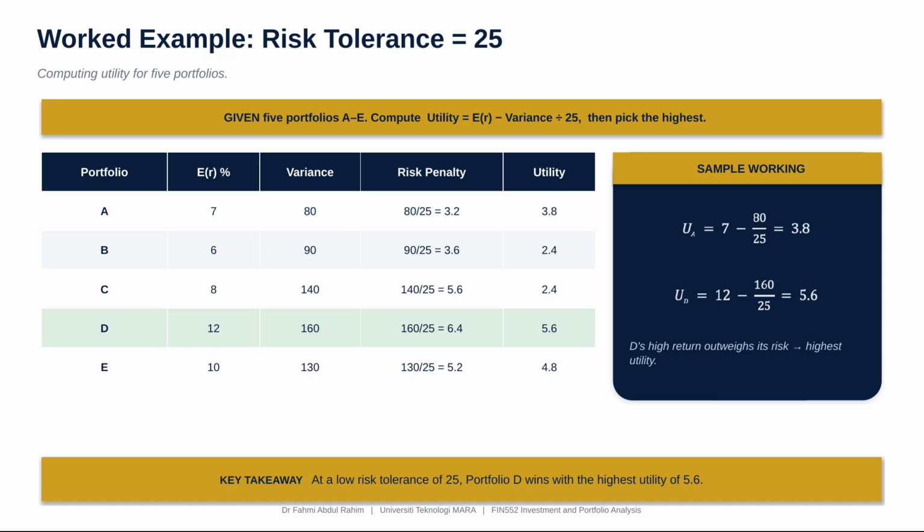We do this for all 5, and the utility column shows the results. A is 3.8, B and C are both 2.4, D is 5.6, and E is 4.8. The winner is portfolio D, with the highest utility of 5.6. Even though D carries the most risk, its high return of 12% outweighs that risk, even for this cautious investor. The takeaway, at a low risk tolerance of 25, portfolio D wins with the highest utility of 5.6. Now let us see what happens when the investor is much bolder.